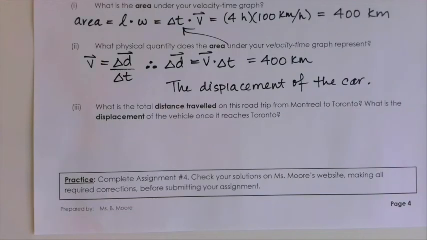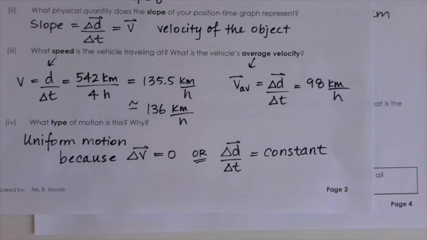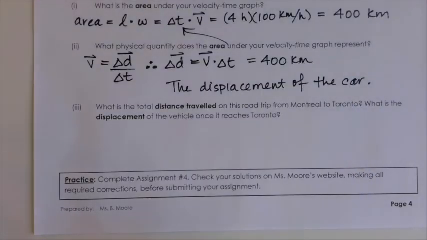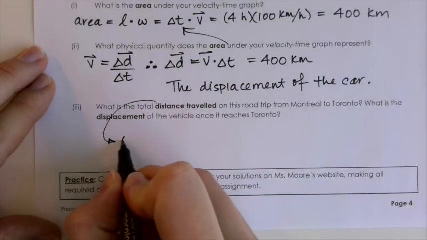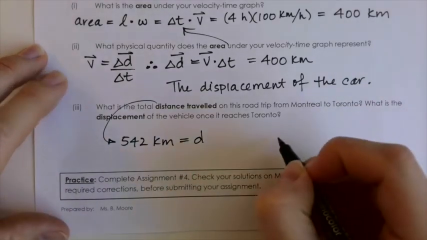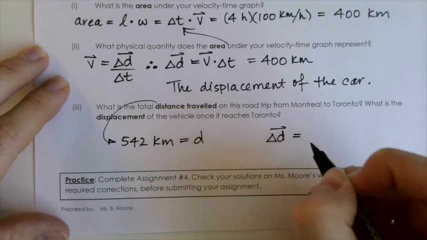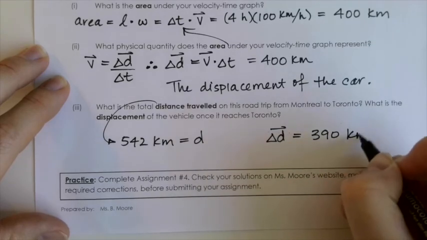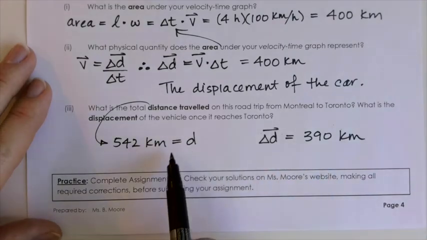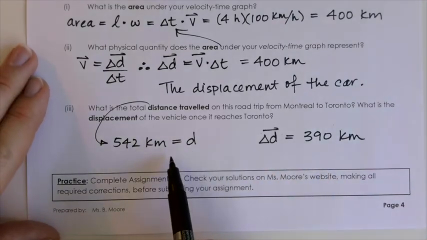And finally, what's the total distance traveled on this road trip from Montreal to Toronto? We did look that up in the previous question when we were on Google Maps. The total distance in terms of ground covered is 542 kilometers. What is the displacement of the vehicle once it reaches Toronto? The displacement, or the change in position, is 390 kilometers. So that's the physical straight line distance if you drew it between the two cities, and that's the amount of road covered by the vehicle.